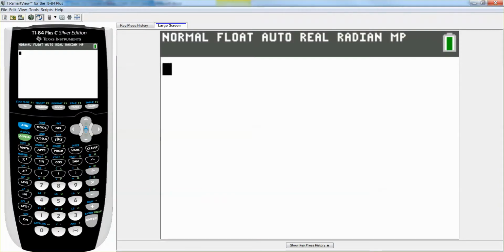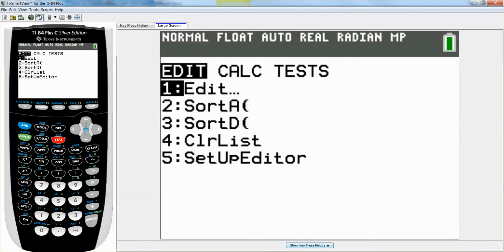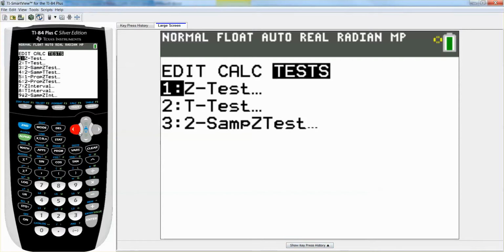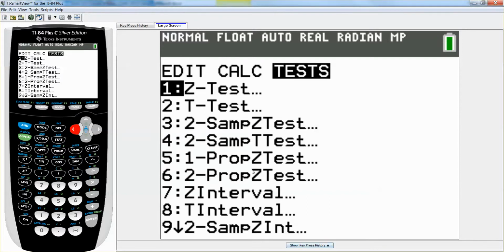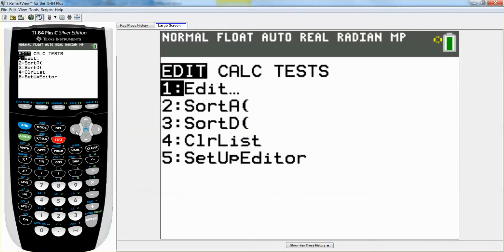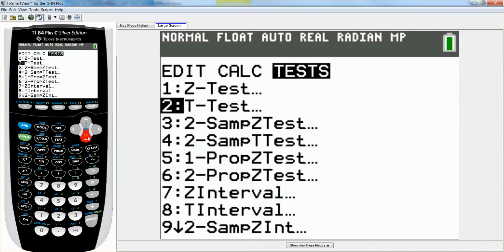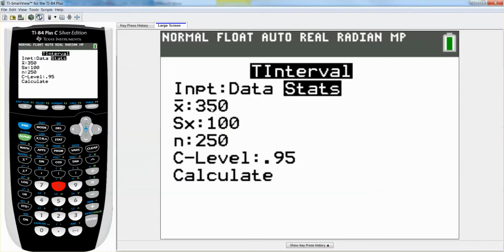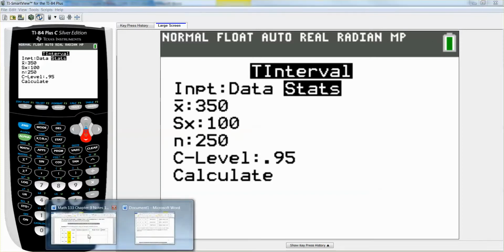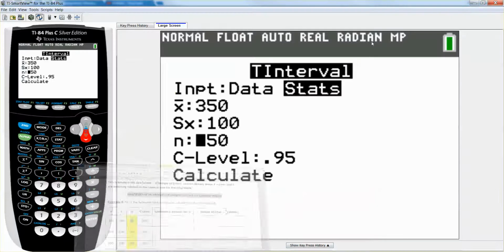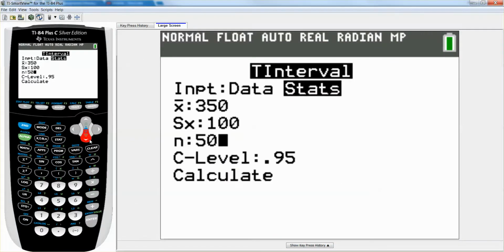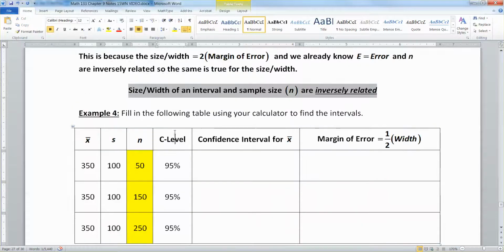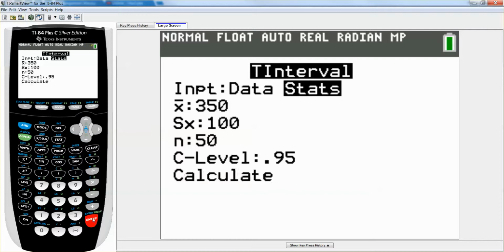Now this is the confidence interval for a mean. So we go to stat, tests, and, oh no, I'm sorry, we're doing an interval for the mean, so we're going to go to number 8, the t interval. So we have 350, we have 100, and our sample size we start off with is 50. And then we'll go to the confidence level. It's 0.95. Just double check that. Yep, it's 95 for all of them. And then I'll go to calculate and press enter.